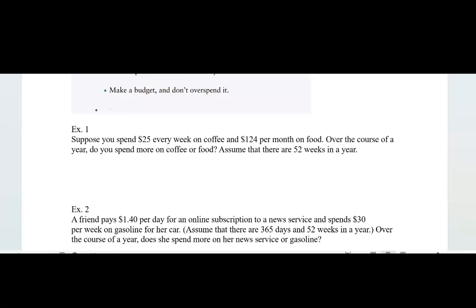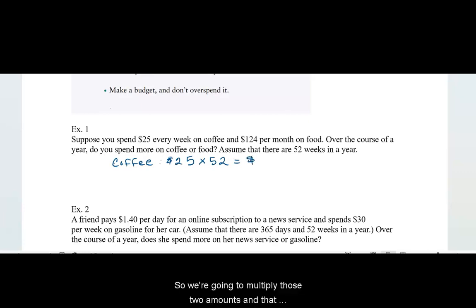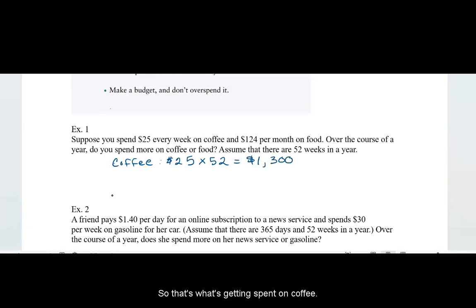What we're doing is comparing overall costs. First, we're looking at coffee. In this problem, it says that you are spending $25 every week on coffee. We want to see what you're spending over the course of a year. There are 52 weeks in a year, so we're going to multiply those two amounts. And that gives us 1,300. So that's what's getting spent on coffee.